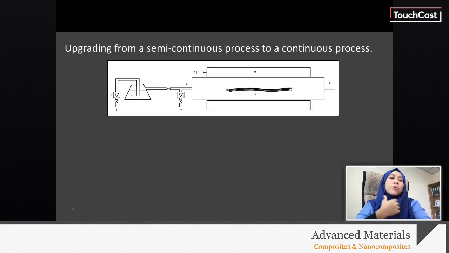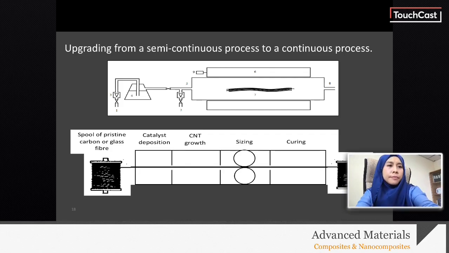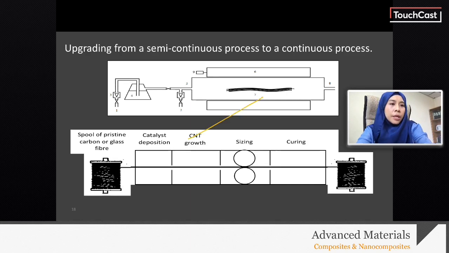The CVD process shown earlier was to treat discontinuous short fibers, but the technology can be adapted to develop a continuous process which would enable the treatment of spools of carbon or glass fibers, as you can see in this image. So you can see here spools of fibers are being treated in a continuous process.